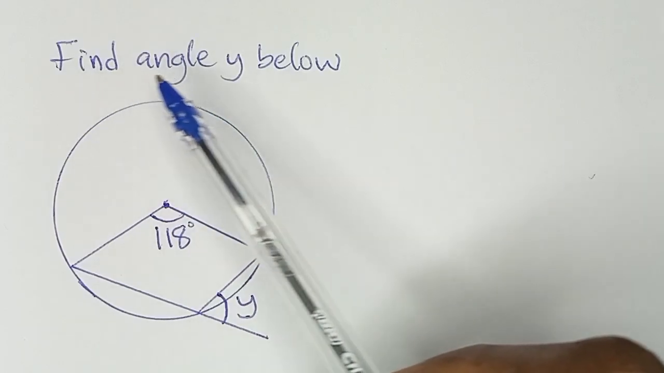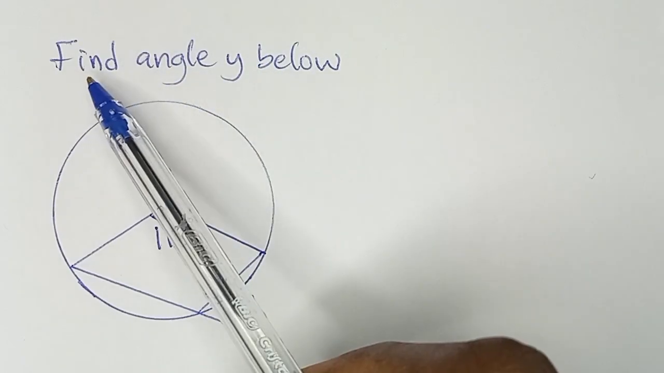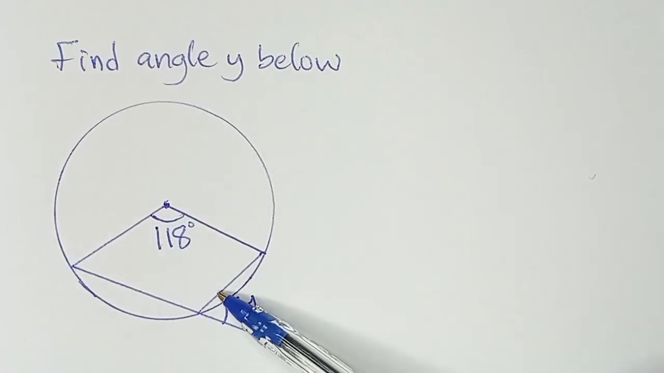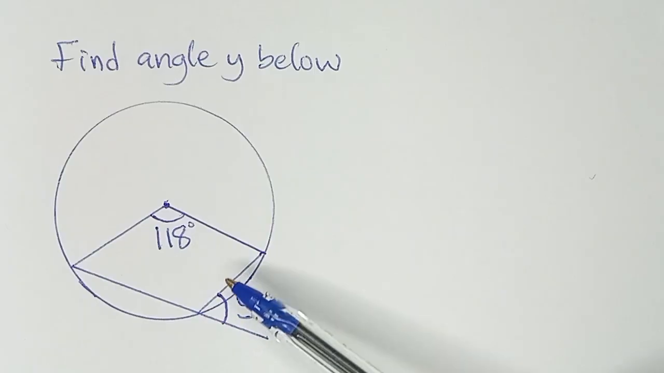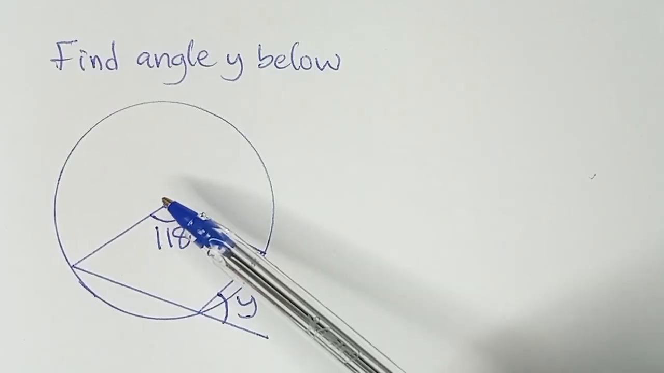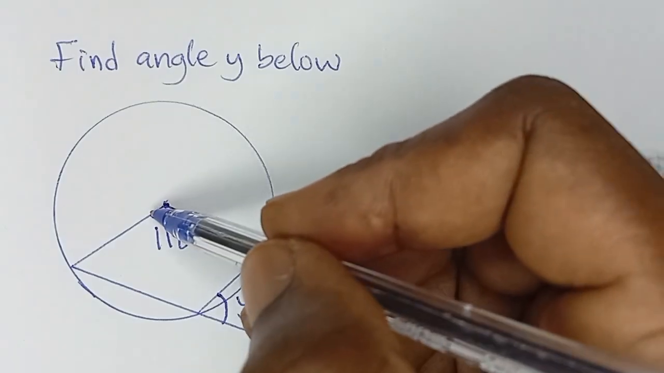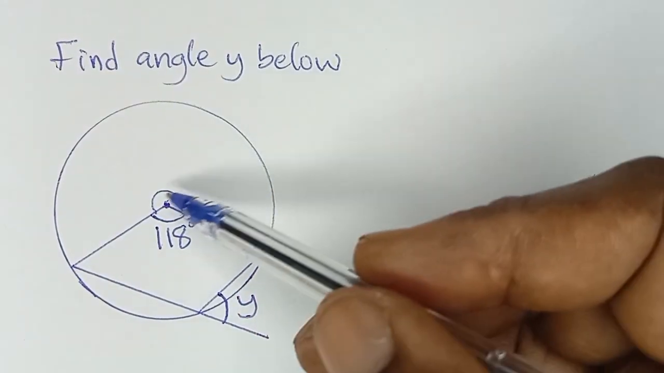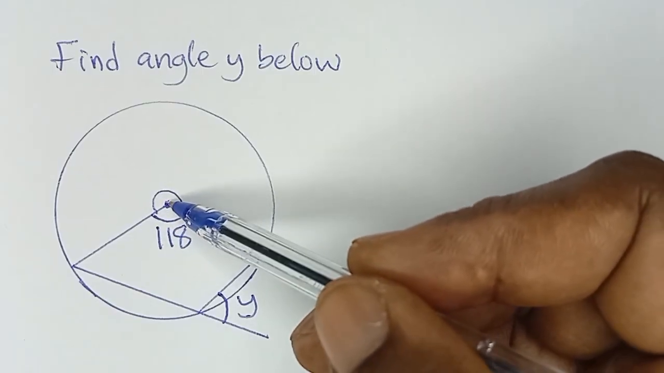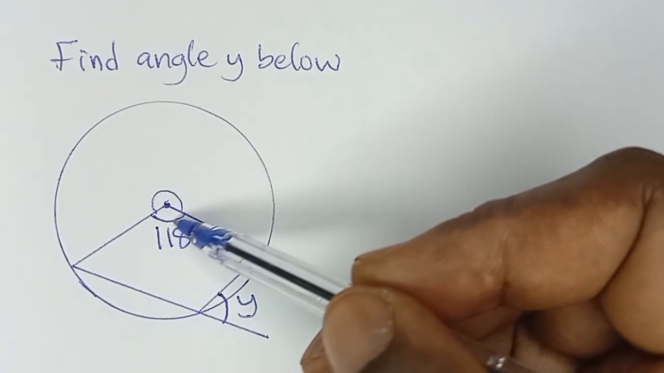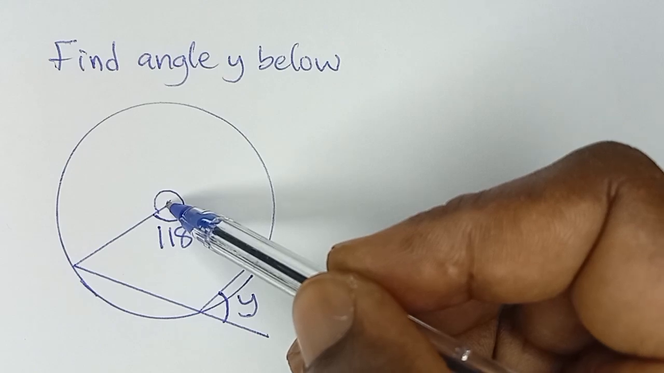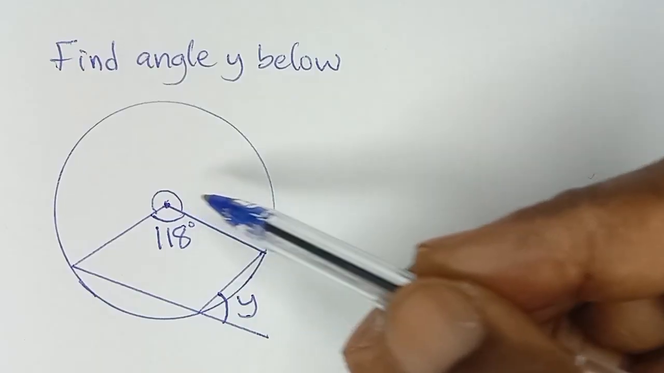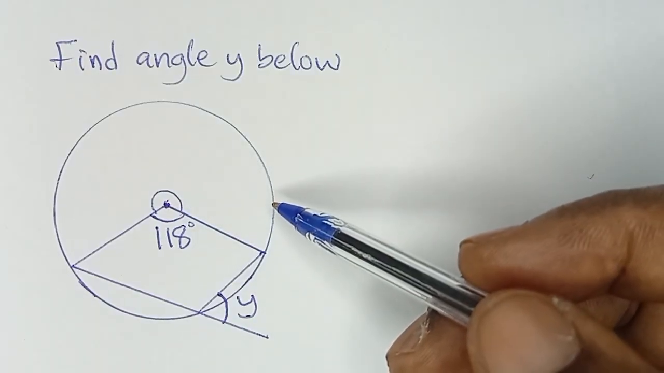Hello, you are welcome. The question here says find angle y below. So we have to look for this angle here. Now, looking at this shape here, you agree with me that we can see angle at a point here. This is like a circle, and this is like the center. Using this small circle, this is a point at the circle. So when you have sum of angle at a point like this, it gives you 360 degrees.